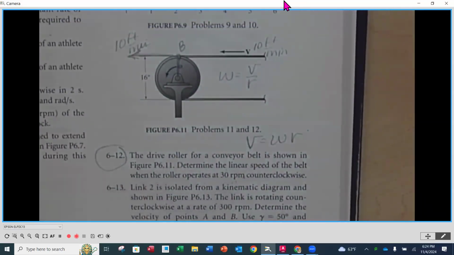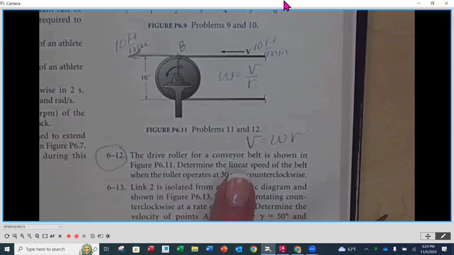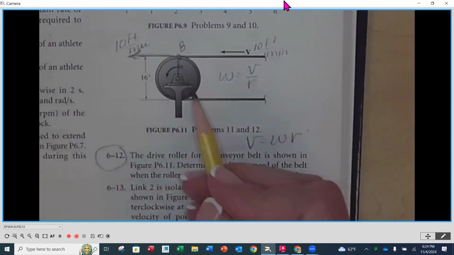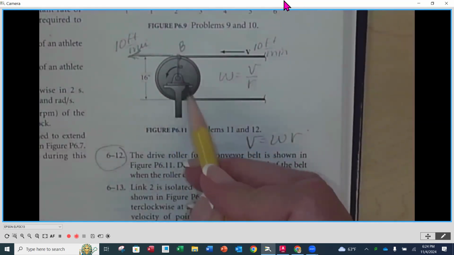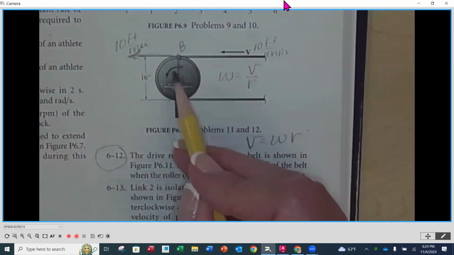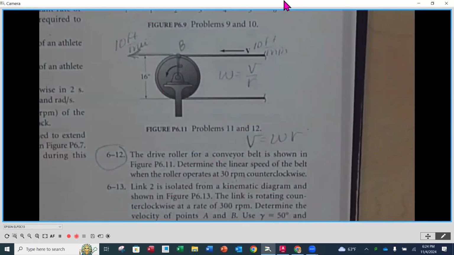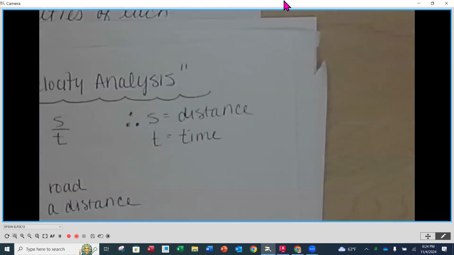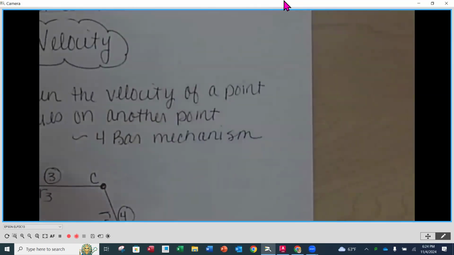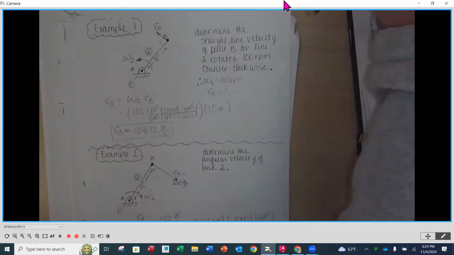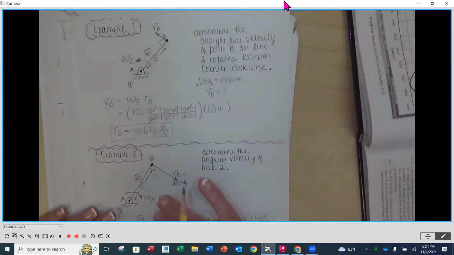This time, for the drive roller for the conveyor that is shown, determine the linear speed of the belt when the roller operates at 30 RPMs counterclockwise. So in this case, we're going 30 RPMs counterclockwise, same direction. But if this is going 30 RPMs, how fast is B going in straight line velocity? That's going to be similar to the two problems, examples 1 and 2. Very similar to those, out of the handouts.